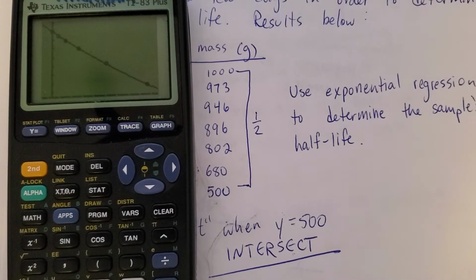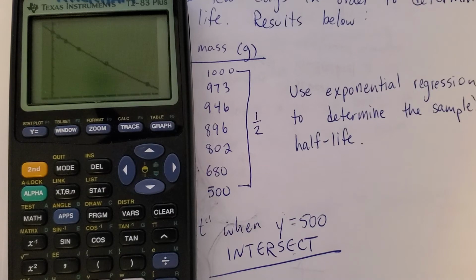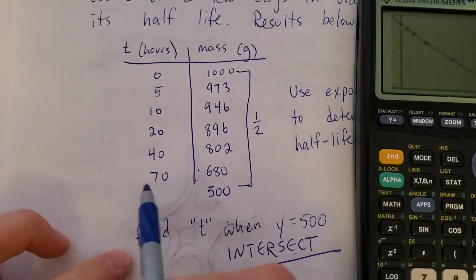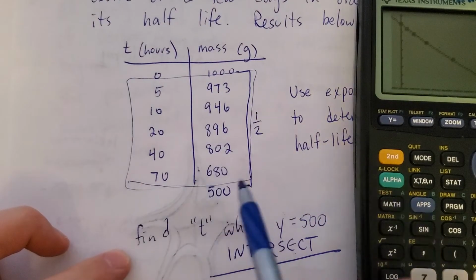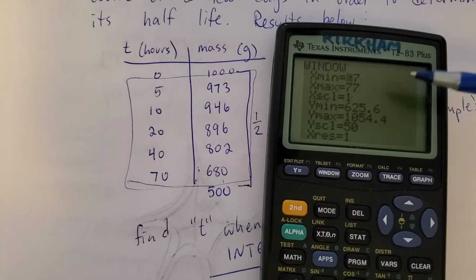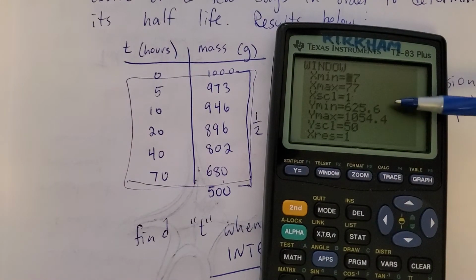Well, that's weird. I didn't see 500. Okay, there's a good reason for that. When we hit zoom 9, it focused in on this data, which stops at 680. Let's see what our window is. Check it out. Y min is 625.